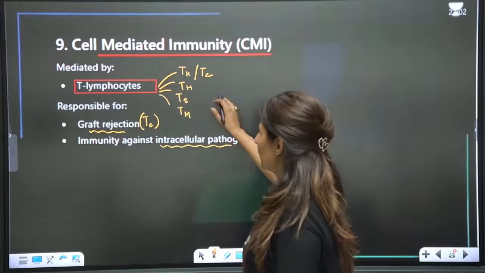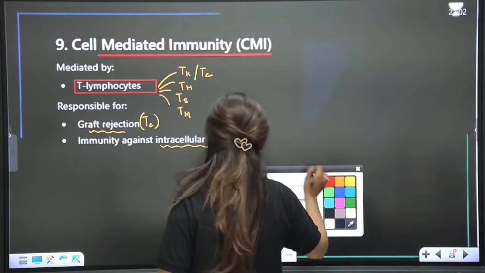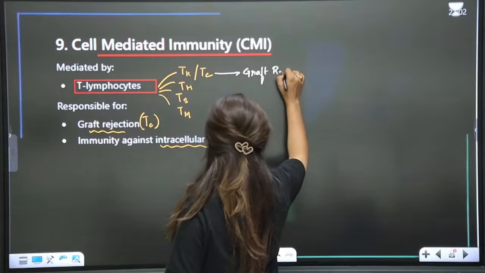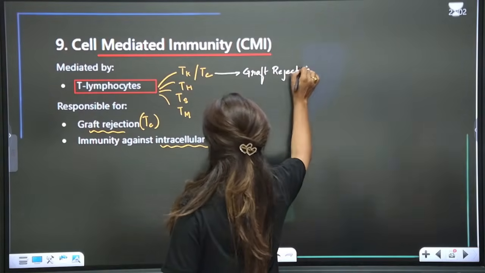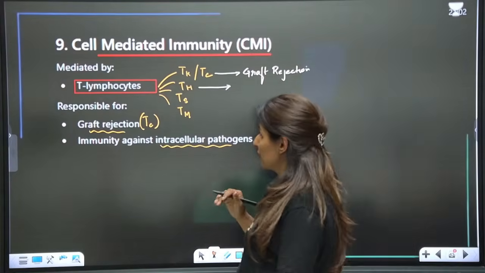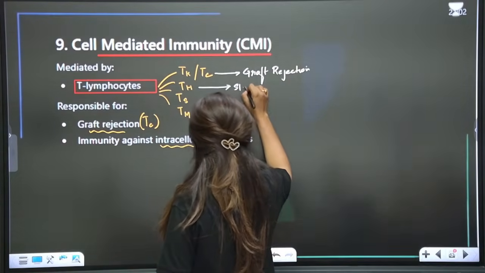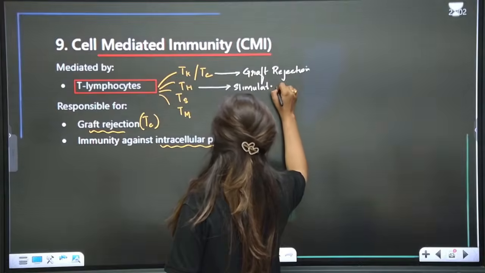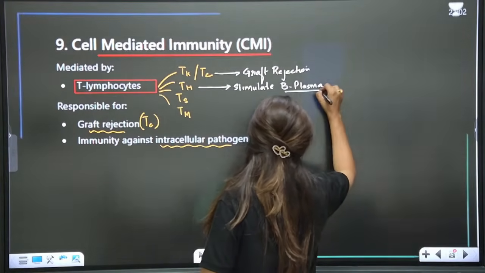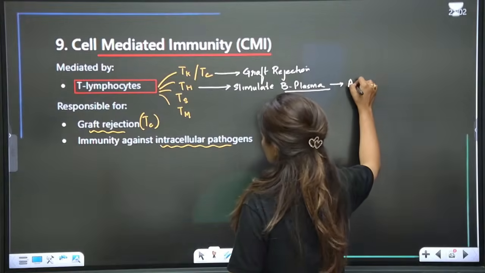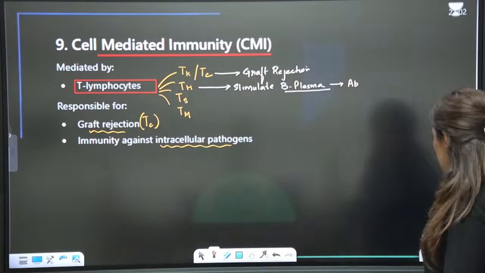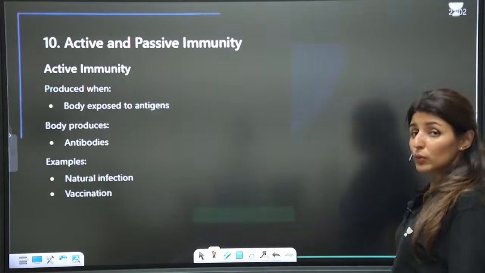So all of them have different ways. For example, I just told you, this is responsible for graft rejection. This one, the T helper, is the main manager of the entire immune system. So this stimulates the B cells, the plasma cells, to produce antibodies. Suppressor is going to suppress, memory is going to generate the memory. Is that clear?